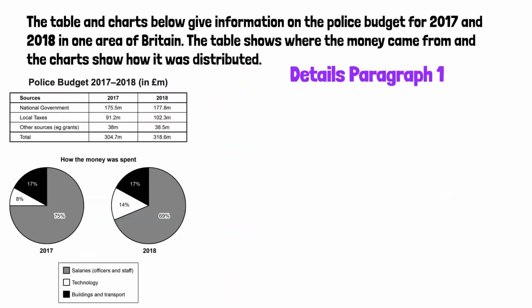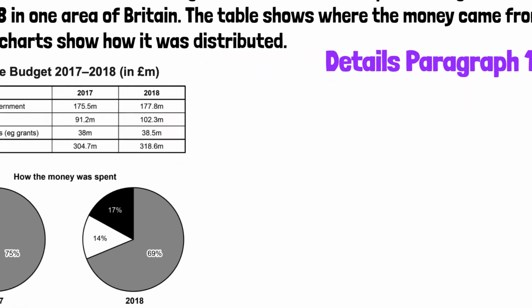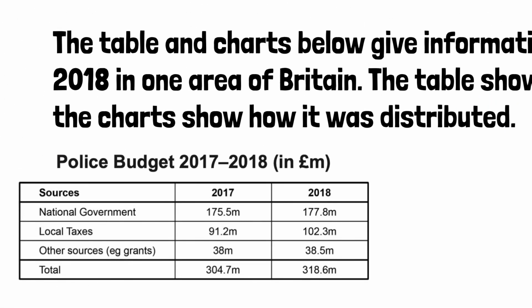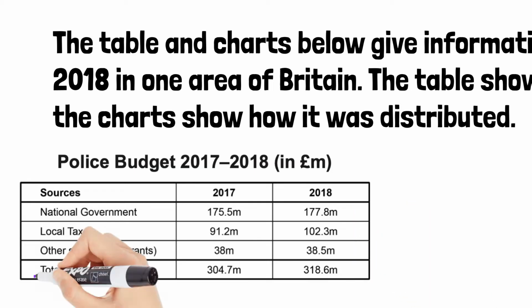Now let's move on to details paragraph 1, in which I will describe the table in detail. Basically, what we want to say is that the total budget increased, money from the national government increased, local taxes increased, and other sources also increased. I will show you different ways to say that something increased. Let's start with the total.